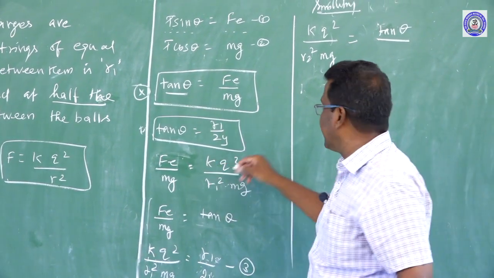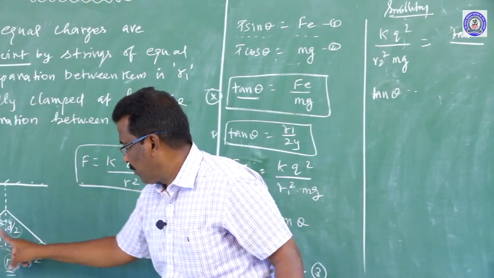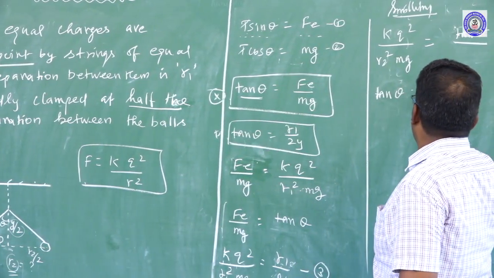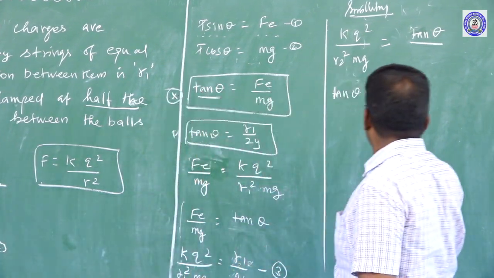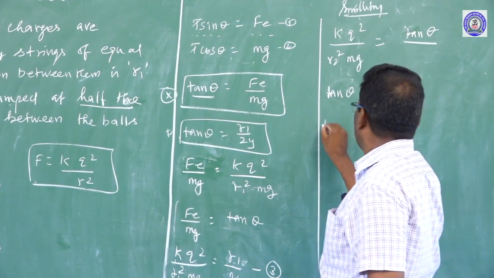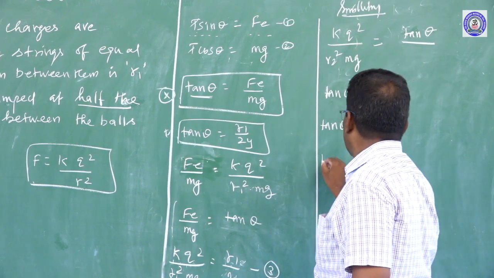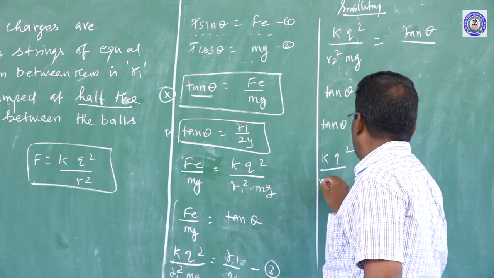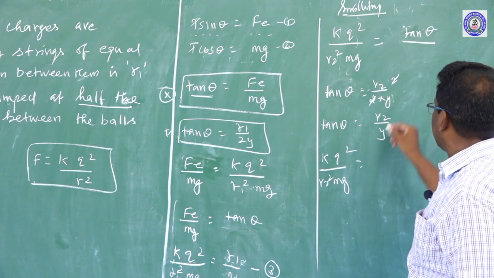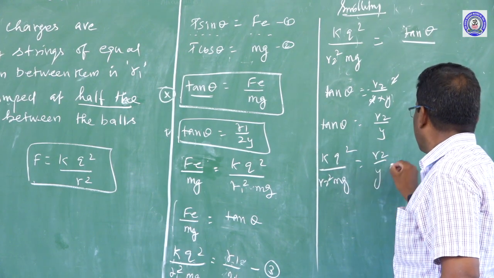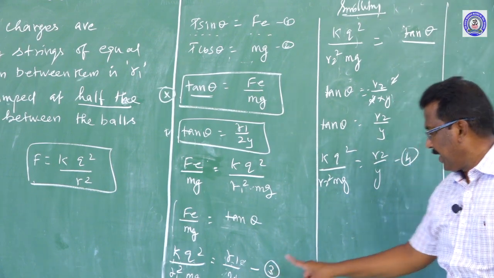Now only the tan theta changes. In this case, tan theta is opposite divided by adjacent: opposite is r2 by 2, adjacent is y by 2, the 2s cancel. So tan theta is equal to r2 by y. Now substitute: k q square by r2 square, over mg, is equal to tan theta, r2 by y. It is equation number 4, and the earlier one is equation number 3.